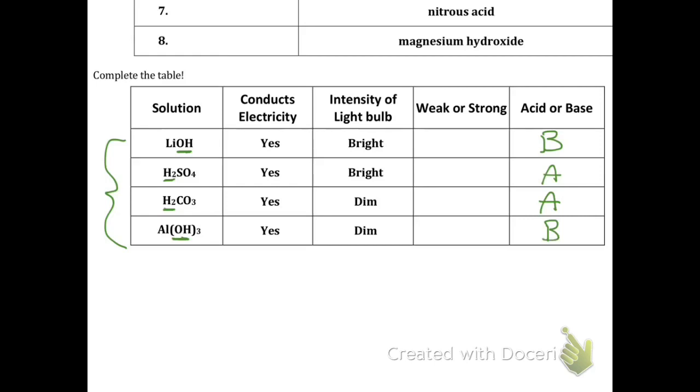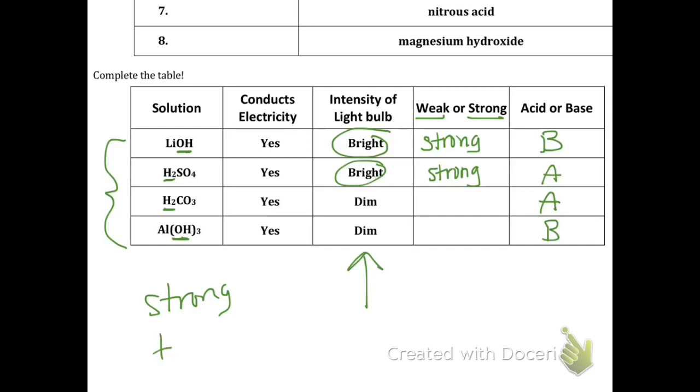All right, so how do we know if it's a weak or strong acid or base, or a weak or strong electrolyte? We have to look at this light bulb situation. If it is bright, then we know that it is a strong acid or a strong base, therefore a strong electrolyte. That means there's a lot of charges. So remember, strong means that there are tons of charges. They all separate. So it's going to create a really bright light bulb.